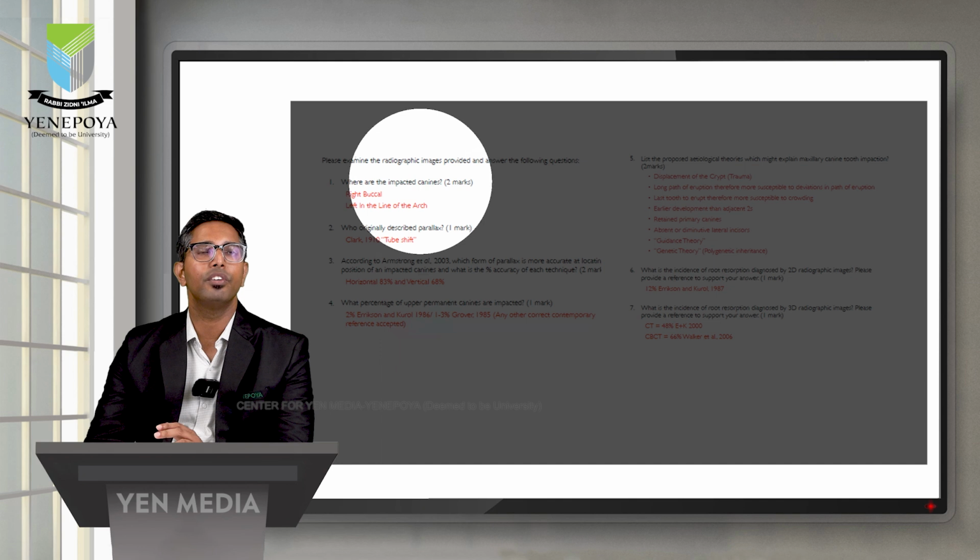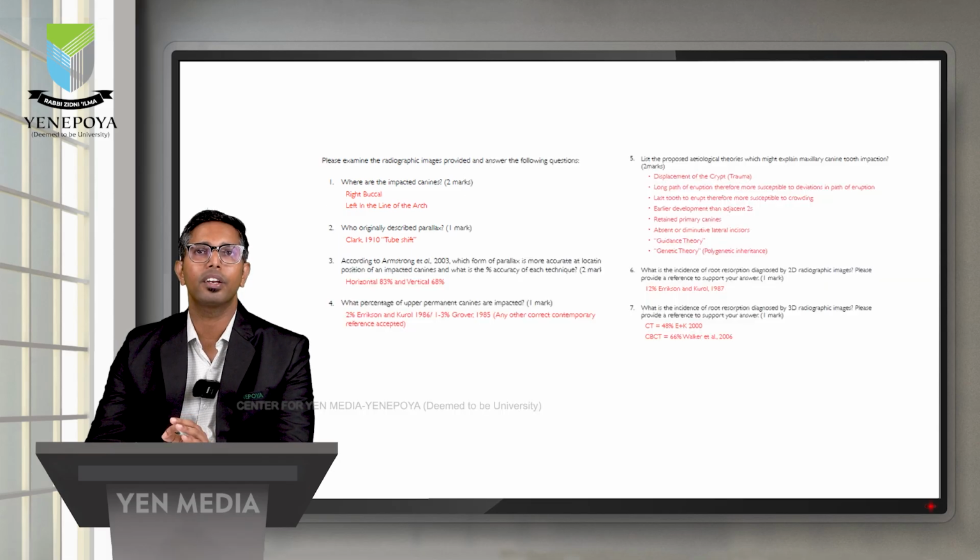they will usually give you a radiographic image and ask you what are the impacted canines. How you should answer is according to what you feel is correct. Don't write as a sentence, but be crisp. What is asked, just answer to that. Who originally described it? It was given by Clark in 1910. According to Armstrong, which is better? As we have already told, horizontal is better and vertical is 68%.